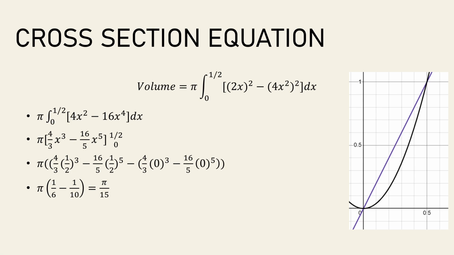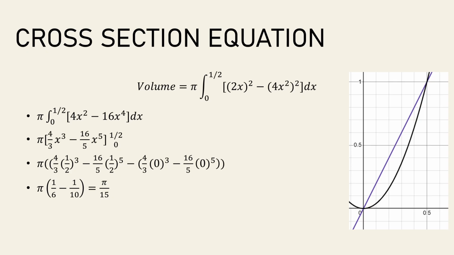So for our application, we then have pi times the integral from 0 to 1/2 of 4x squared minus 16x to the fourth. This is after they've already been squared, which is shown in the volume formula above. We then have pi times 4 over 3 times x cubed minus 16 over 5 x to the fifth, showing our bounds from 0 to 1/2. We then plug in our bounds of 0 and 1/2.